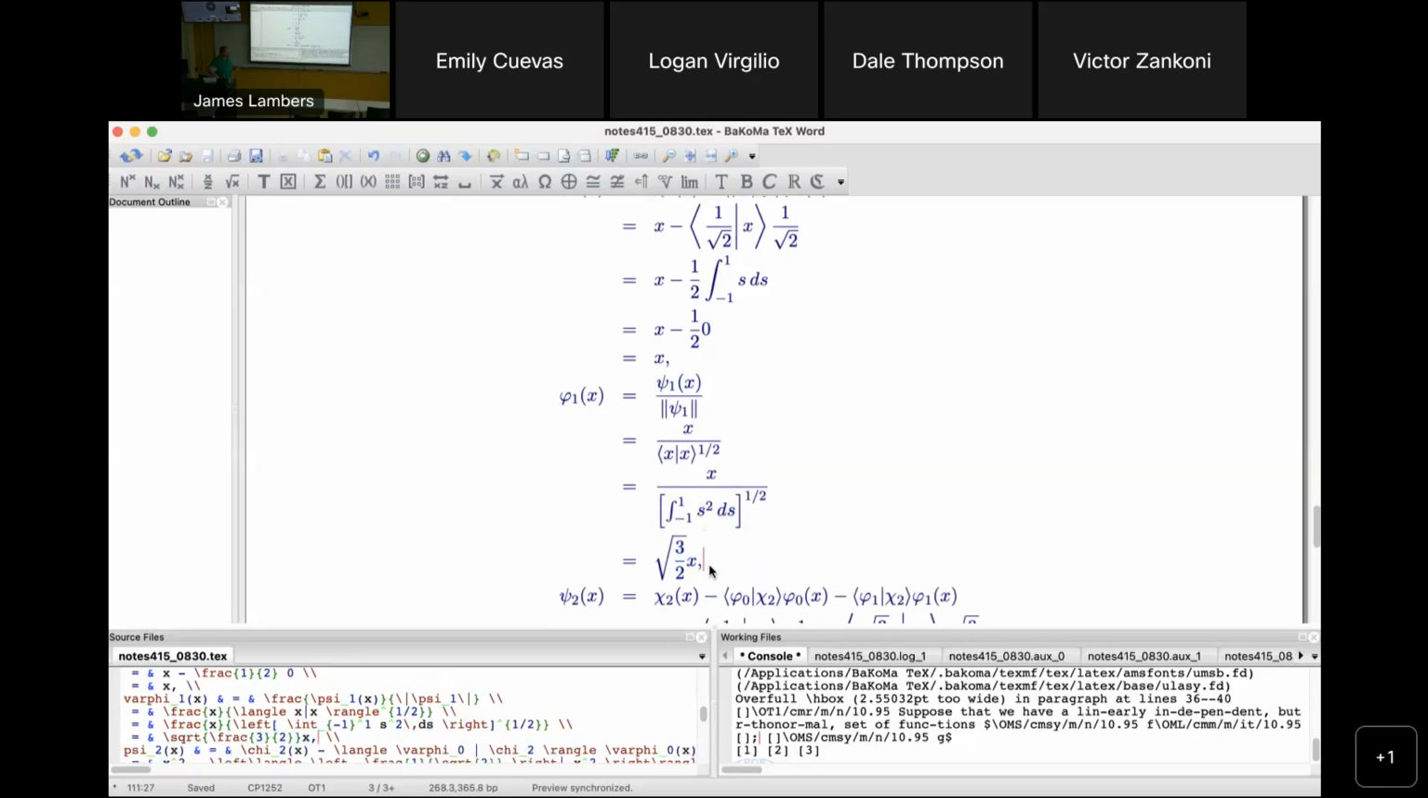So right now my set of orthonormal polynomials has 1 over square root of 2, and then square root of 3 over 2 times x. Any questions at this point?